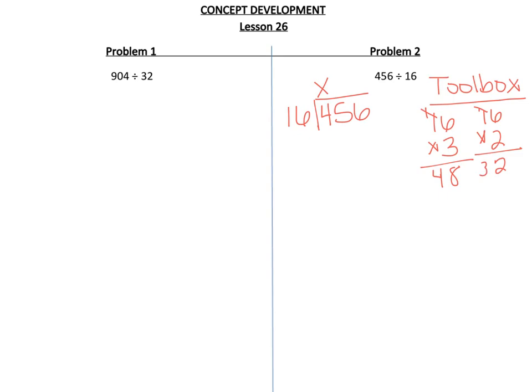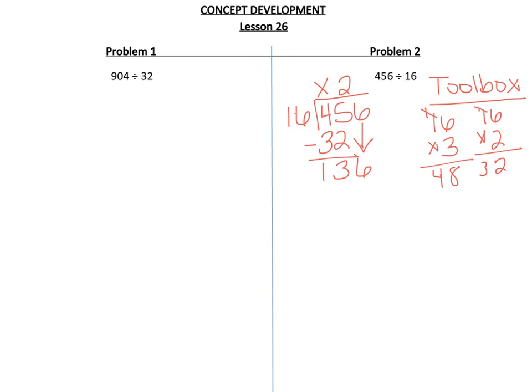So above the 5 in 45, we're going to write 2. 2 times 16, 32. Subtract. 5 minus 2 is 3. 4 minus 3 is 1. Now I'm bringing down that 6. It's a straight arrow. So 136 divided by 16, or how many 16s can fit into 136? Okay.